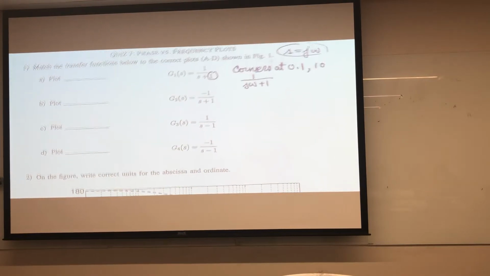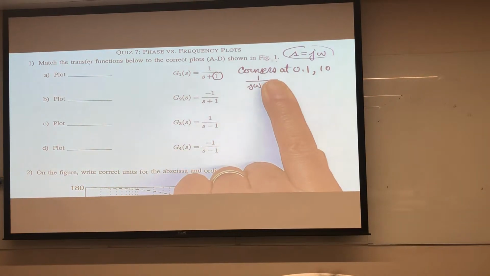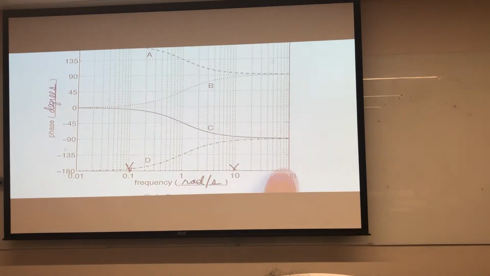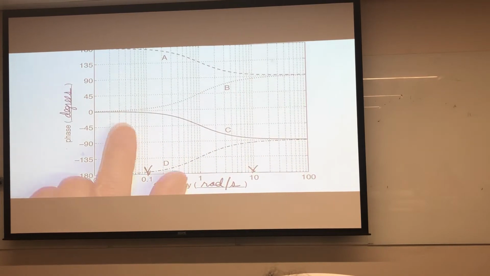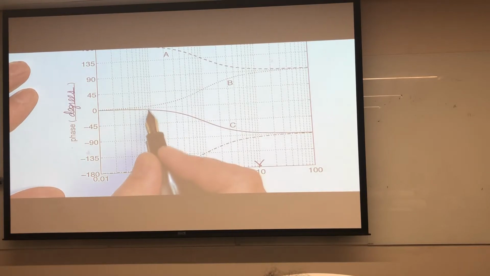Now, when omega is large, this thing looks like 1 over j. 1 over j has a phase of negative 90 degrees. So when the frequency is large, we go to a phase of negative 90 degrees. So it must be this curve. Now, the straight line approximation looks something like this.